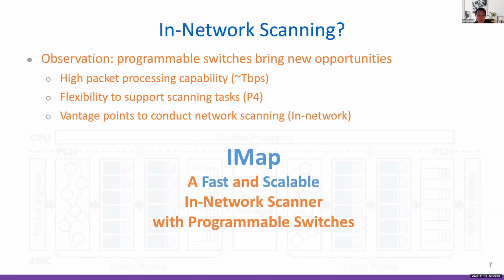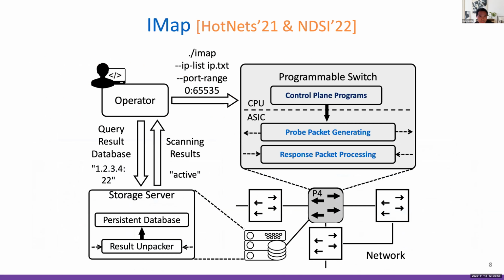So our idea is to use programmable switches to build a fast and scalable in-network scanner. This is a new type of scanner, which we call IMAP. I don't want to spend too much time on the details of IMAP, but the major idea is that we provide a control program interface. We have a new language, and anybody can use this language to design new scanning tasks.